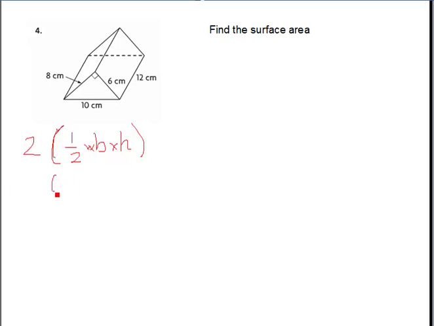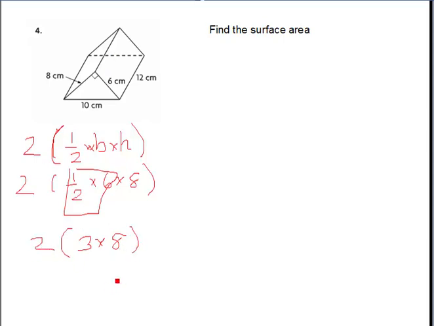Alright, so we have 1/2 times 6 times 8. And remember, we have 2 of them like that. Alright, so half of 6 is 3 times 8. And remember, we have 2 of them like that. 3 times 8 is 24. And remember, we have 2 of them like that. And 2 times 24 would be 48. Alright, so the 48, that covers this piece here and then the piece in the back.